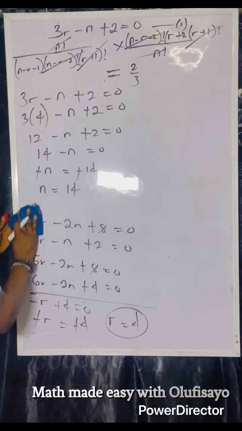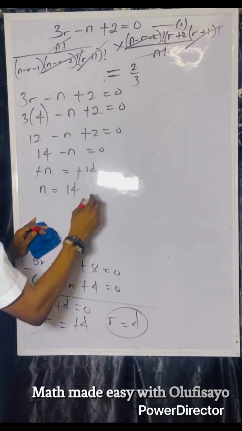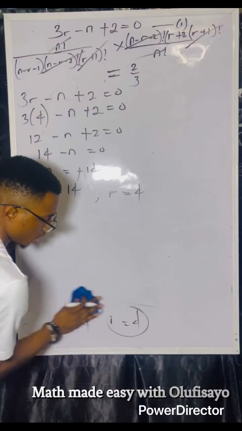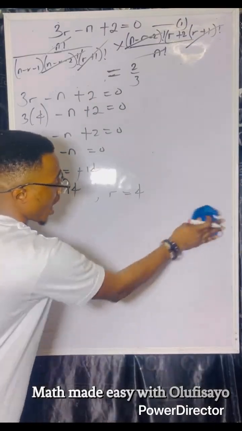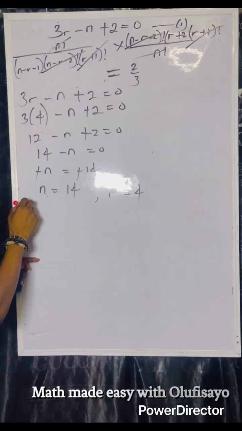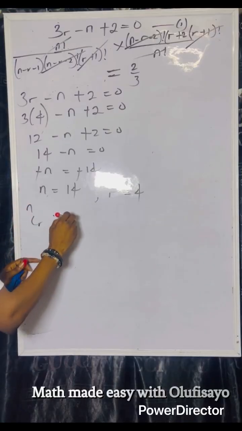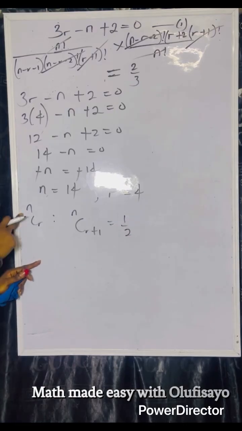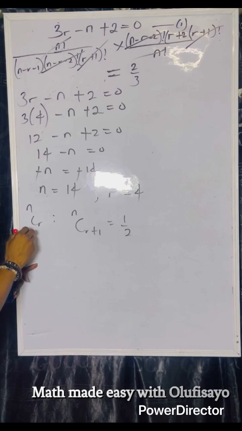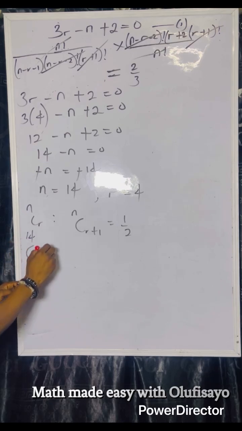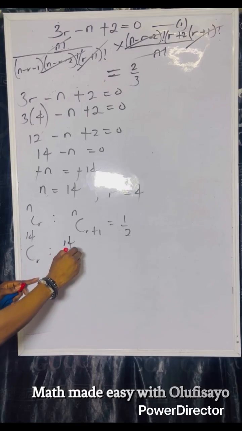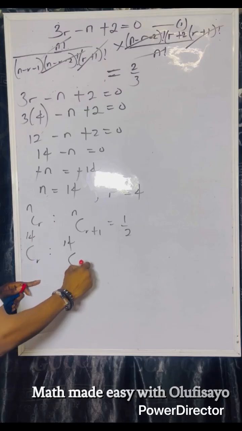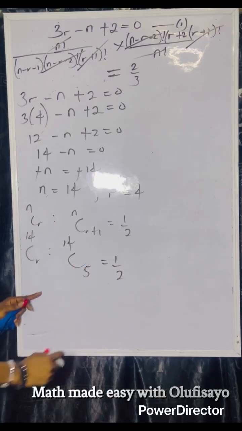To check, let's substitute the values of n and r into the problem. You know, equation 1 simply says n combination r ratio n combination r plus 1 is equal to 1 over 2. Now when n is 14, this will give us 14 combination r ratio 14 combination r plus 1. r plus 1, when r is 4, here becomes 5, equals 1 over 2.